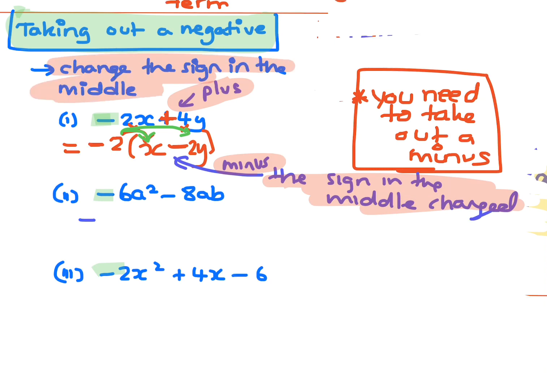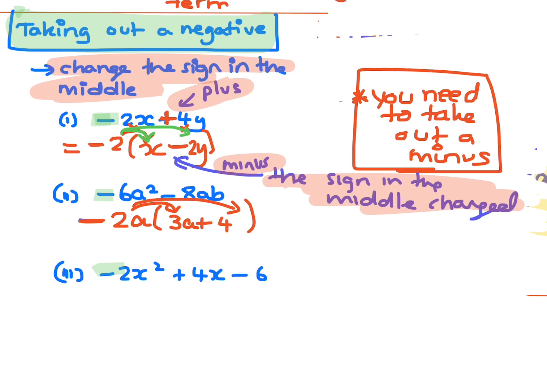Okay, so this one, take out a minus. So it's going to be the minus 8 and 6, that's 2. A squared and A, that will be A, and there's no common B. Okay, so we have minus 2 times what gives you the 6, minus 2 times 3, A times A is A squared. Minus 2 times what will give you minus 8? So you've got to change the sign to a 4 plus.